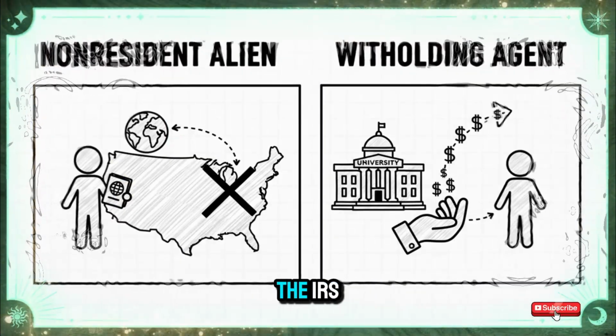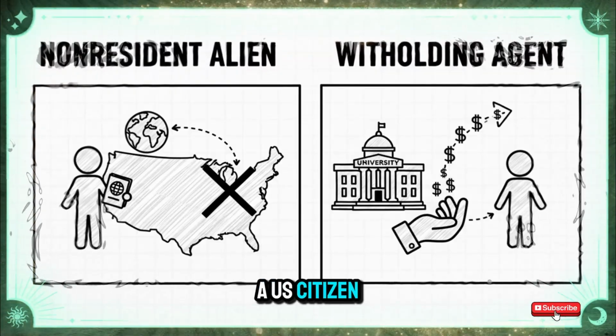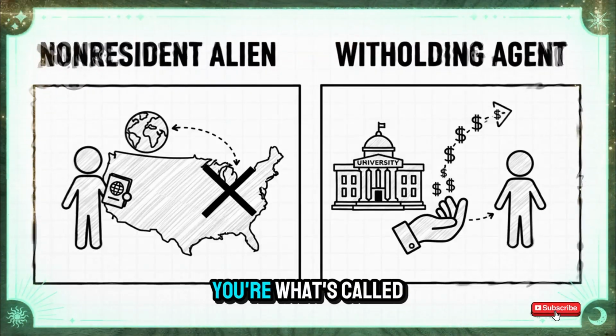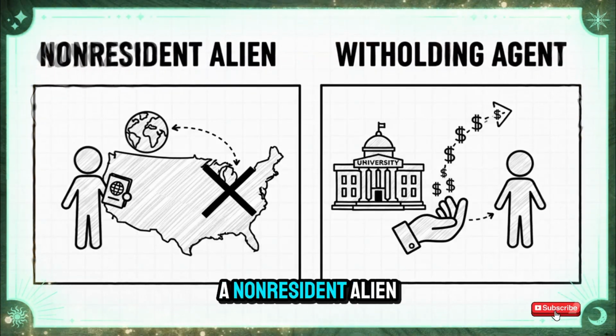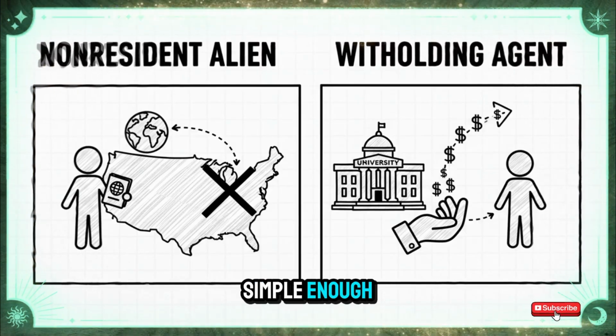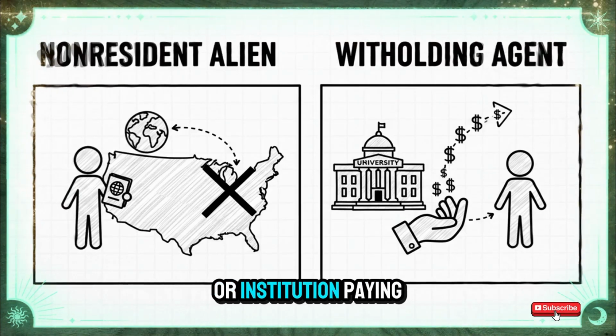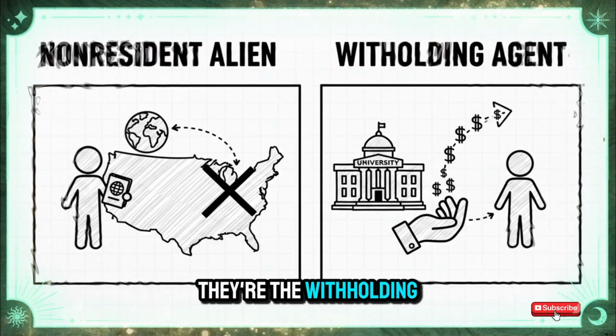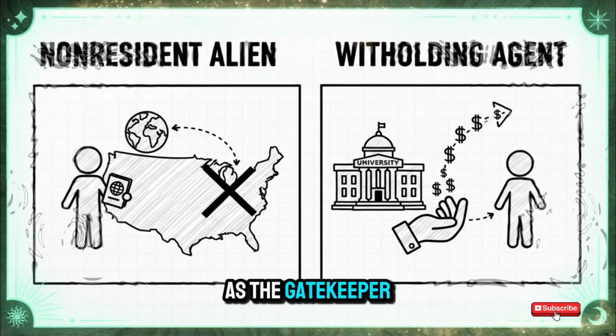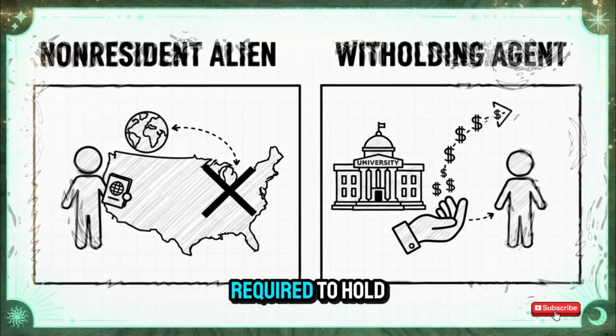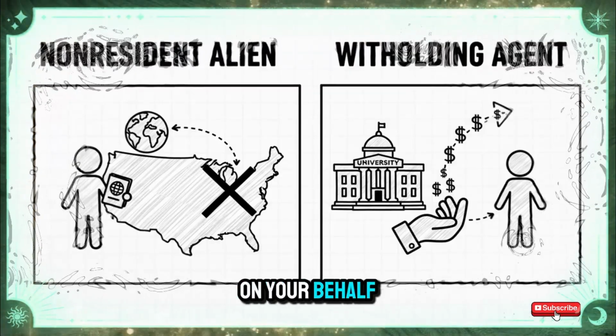In the eyes of the IRS, if you're not a U.S. citizen or a permanent resident, you're what's called a non-resident alien. Simple enough. And the university or institution paying you, they're the withholding agent. Think of them as the gatekeeper. They are legally required to hold back taxes on your behalf.